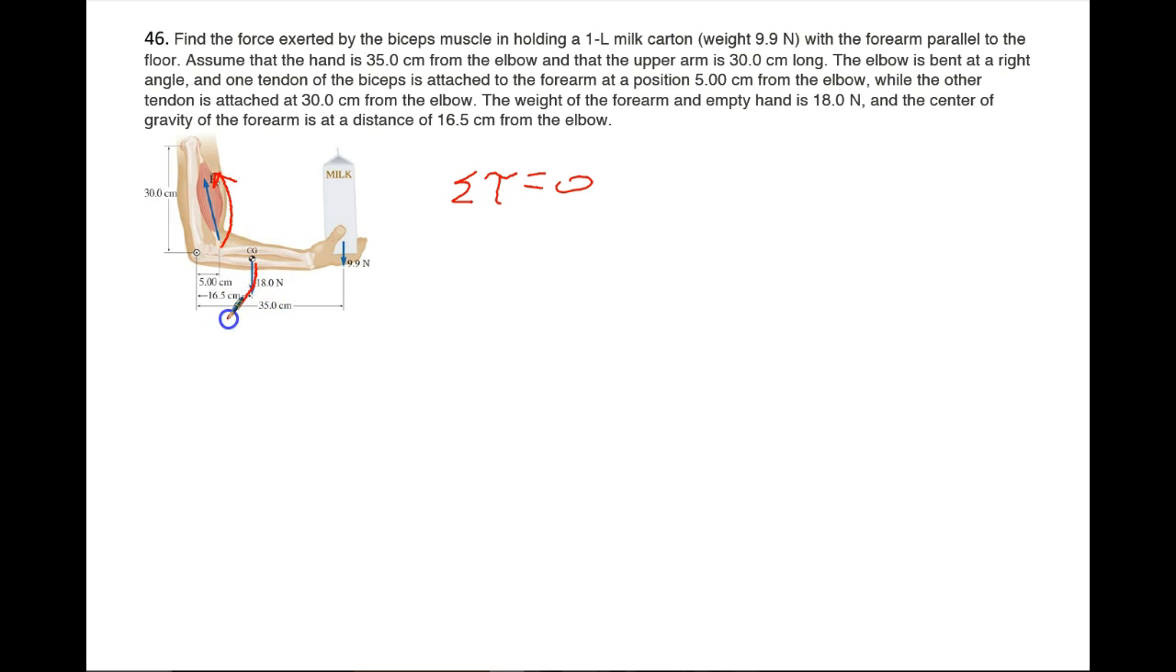If the arm was to relax, you know it would fall this way. So that would be a negative. This would be positive. And then the milk pushes down on the hand, so that force would be in this direction, causing a torque around the elbow joint there, and it would also be negative.